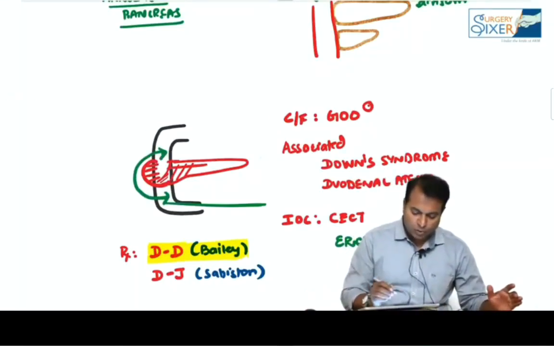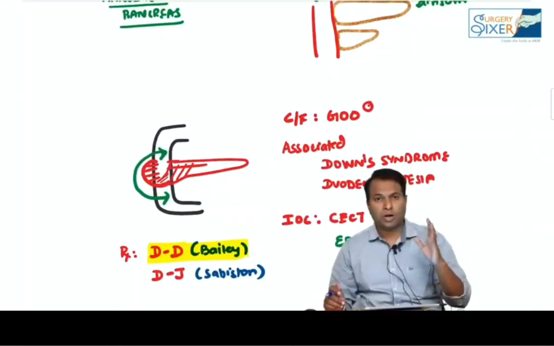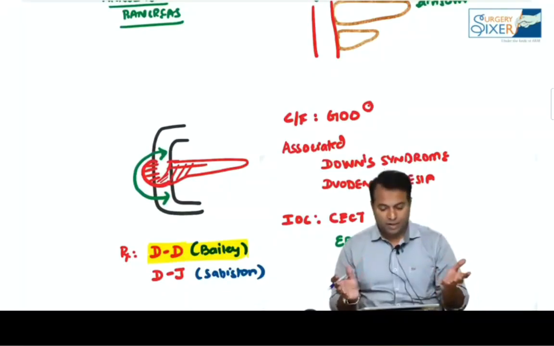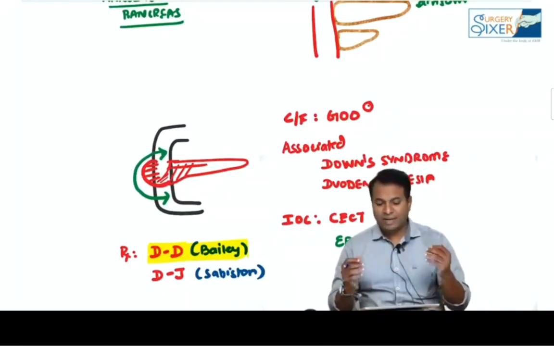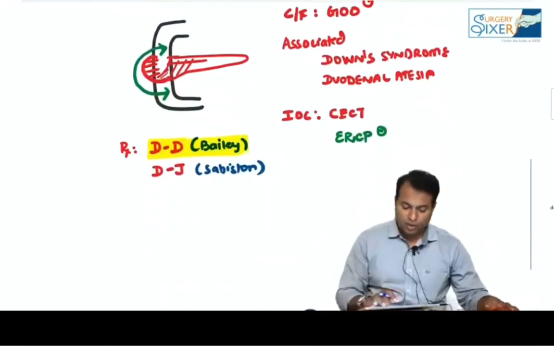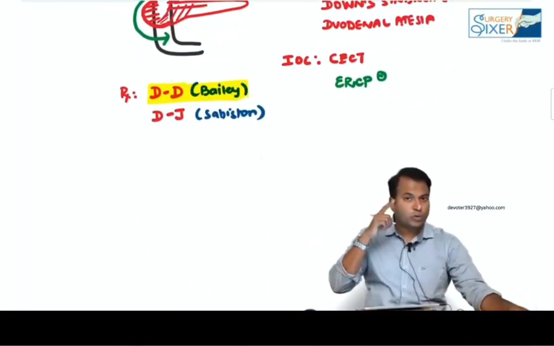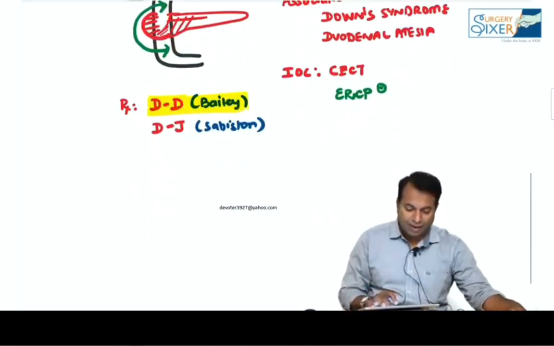The duodenum will be anastomosed with the duodenum, and this is known as duodeno-duodenostomy. We don't resect the annular pancreas. Resection is done only in very rare cases. The treatment is duodeno-duodenostomy. Please don't forget this point. It is associated with Down syndrome, and the treatment of choice according to Bailey is duodeno-duodenostomy.